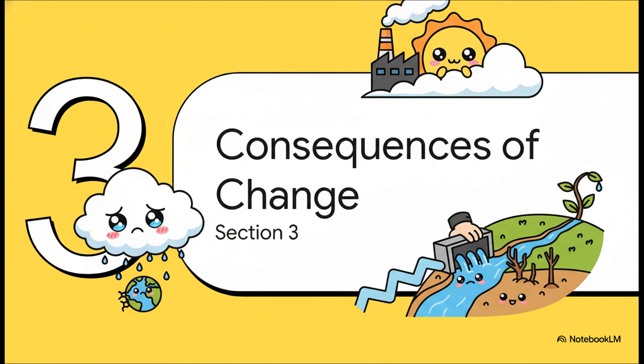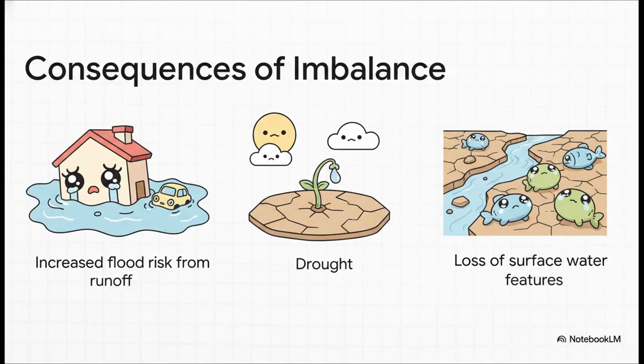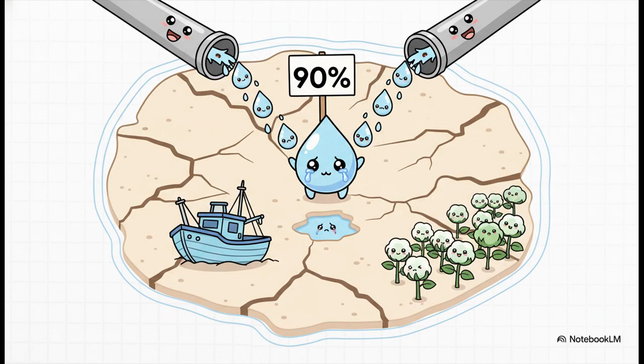What happens next? When that balance is lost, what are the actual, real-world consequences? Let's have a look. Well, the impacts link directly back to the changes we just talked about. All that super fast runoff from cities massively increases the flood risk for people living downstream. Cutting down forests can actually change rainfall patterns downwind, leading to droughts. And when we take too much water out of the ground, the water table drops and surface features like wetlands can just dry up.